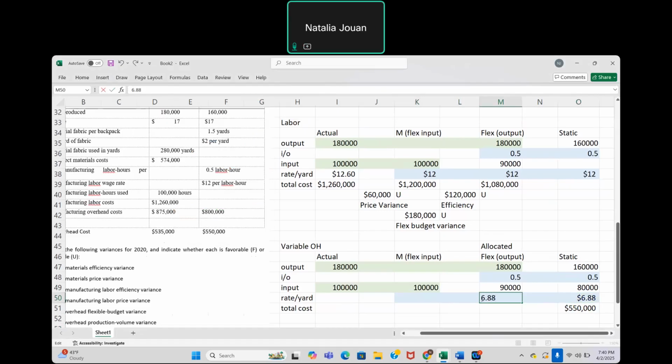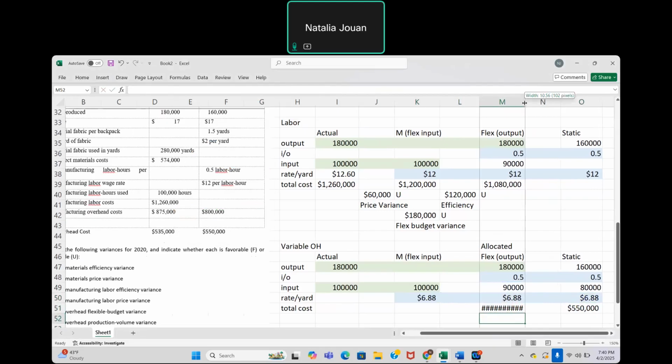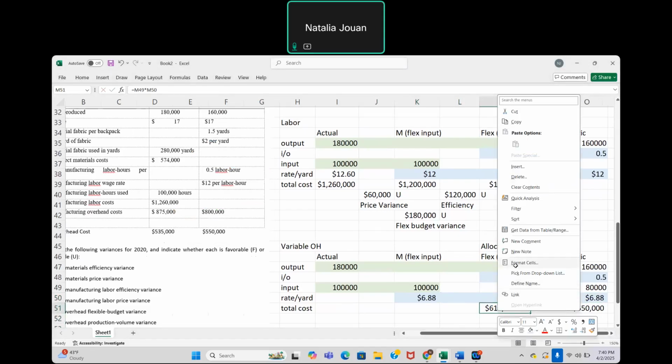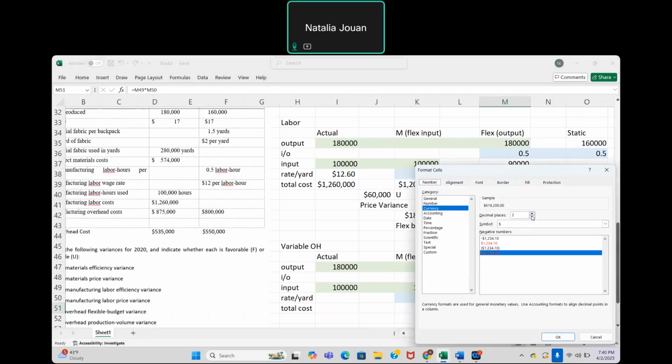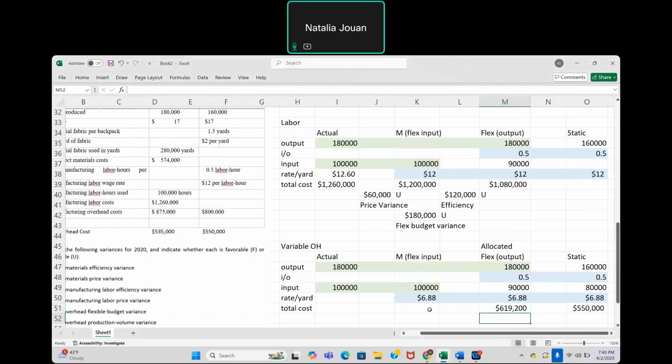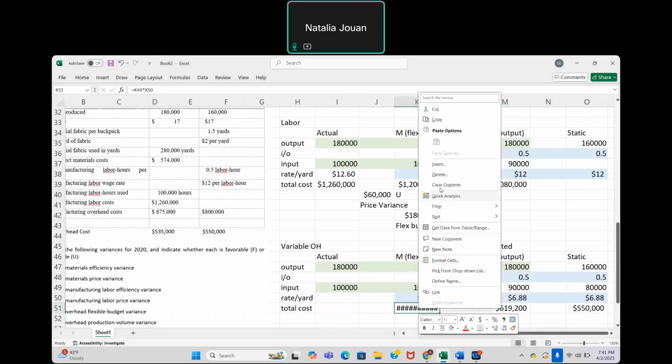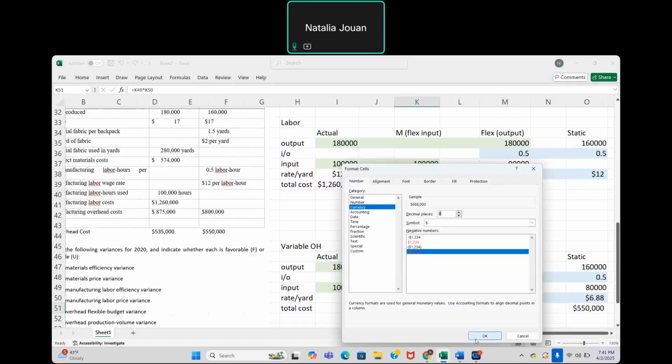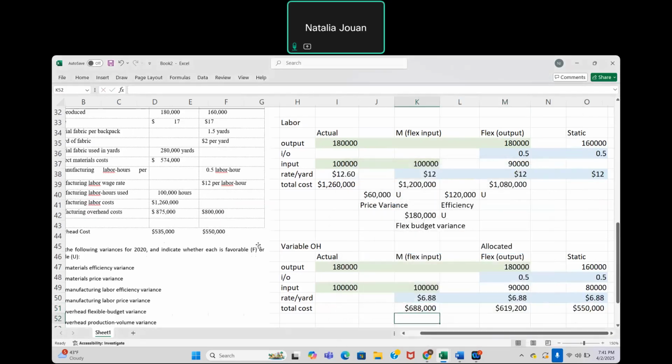6.88, and it's also a dollar sign. Okay, 6.88, and let's compute. So we have 90,000 times 6.88. Okay, this is a larger number. We do not want the double zero there. It's 4. And remove this. There we go. In here, again, 100,000 times 6.88. Another one that we need to format. There we go. Okay, and this number is given, 535.